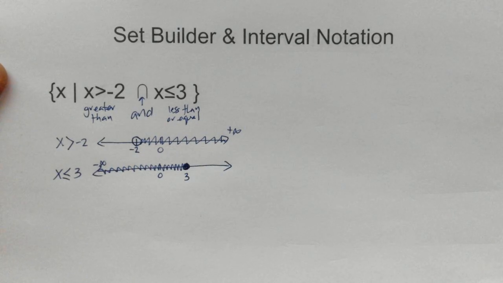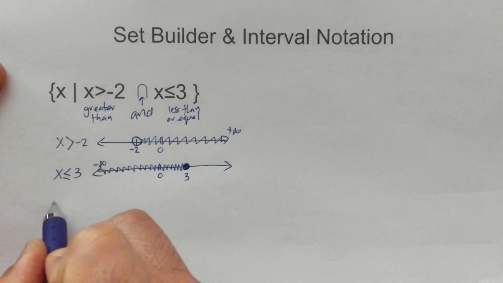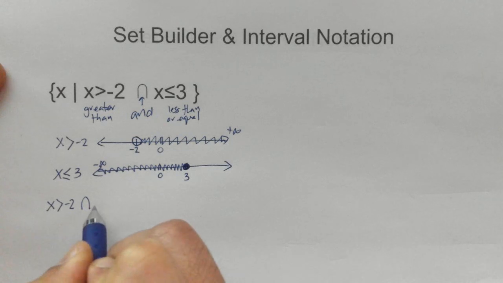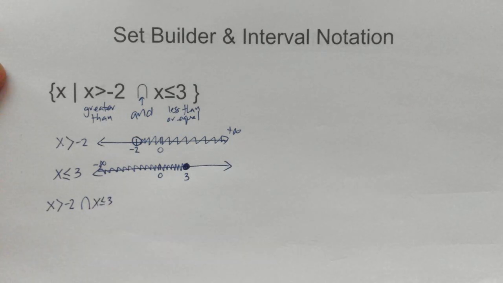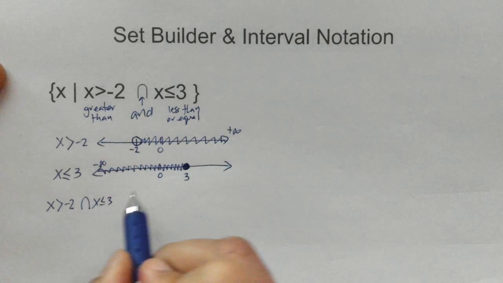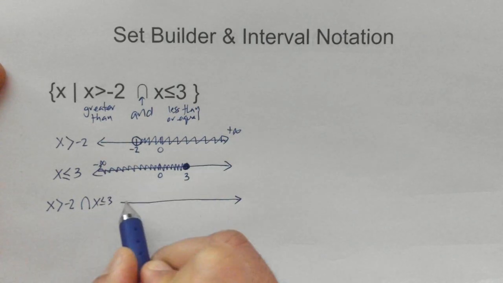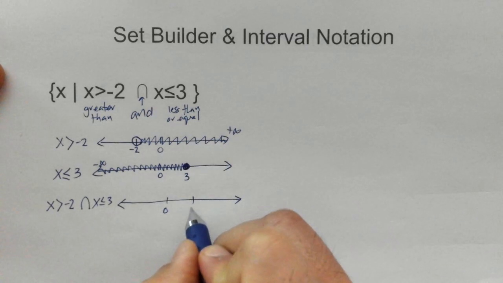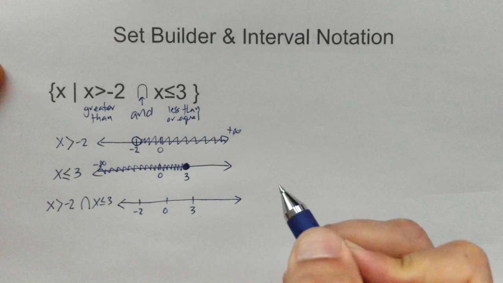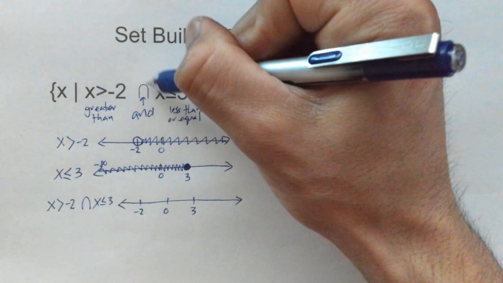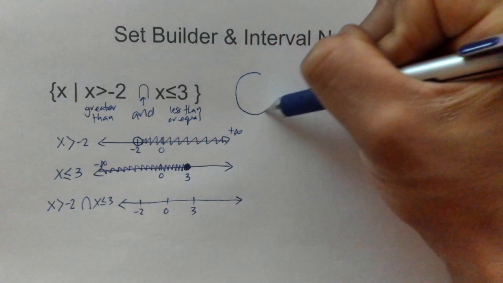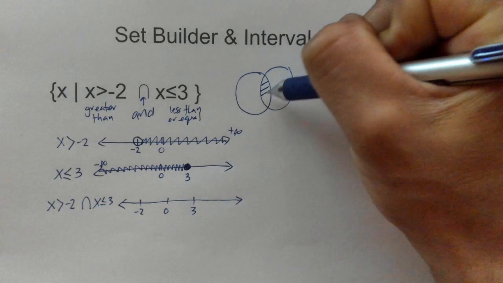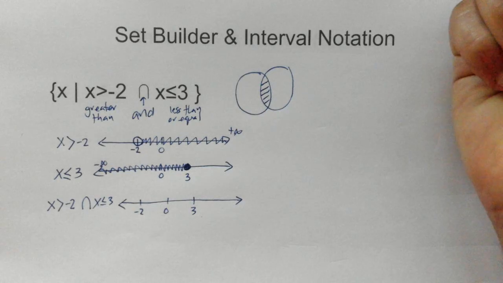Now, what I'm really interested in is the set that involves this and this as well. So I need to combine these two into one. 0 is still here as my reference point. I have 3 on the right. I have -2 on the left. Right? And I'm interested in the intersection. If I had these two sets, I would be interested in the part that overlaps, the part that they have in common.